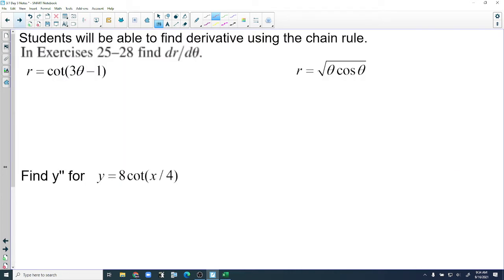Students will be able to find derivatives using the chain rule. Exercises 25 to 28. Find dr d theta. I guess in these two right here. Try that first one.